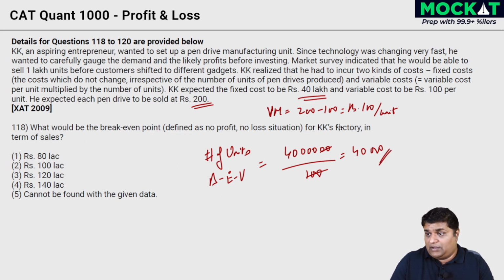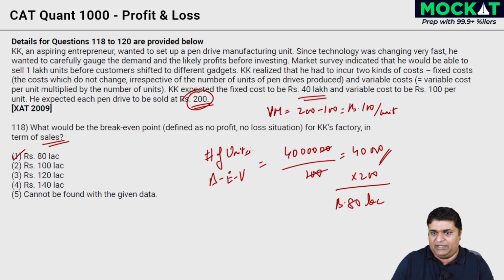Now, what's asked over here is in terms of sales, and everything is given to me in rupees. Now, 40,000 units have to be sold. In terms of sales, the selling price of 200 rupees is going to be how much? Into 200, so add back the 2 zeros over here. That comes to 40 lakhs into 2, which is rupees 80 lakh. Option 1 is the answer here.